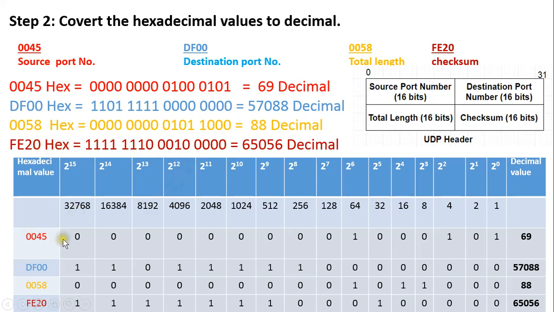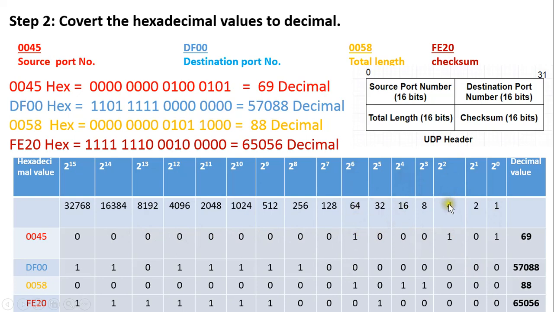Thus here 0045 is written in binary with the help of 16 bits as 0000, 0000, 0100, 0101. Now let us convert it to decimal using the binary weights. So 0045 will be written as 2 raised to 0 plus 2 raised to 2 plus 2 raised to 6 and rest all zeros. So its decimal equivalent will be 69.